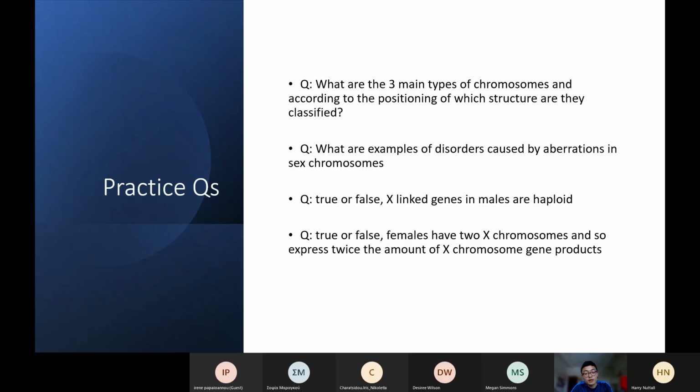So the answer is true, and it simply refers back to the fact that males have one X chromosome and one Y chromosome, unlike females who have two X chromosomes.